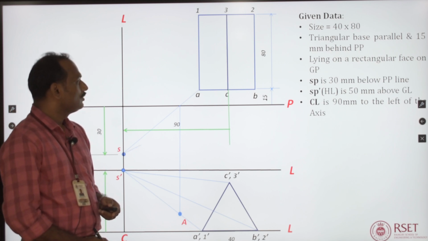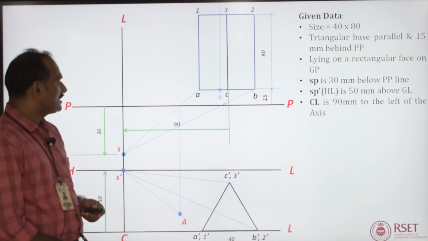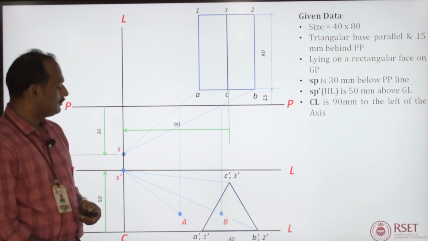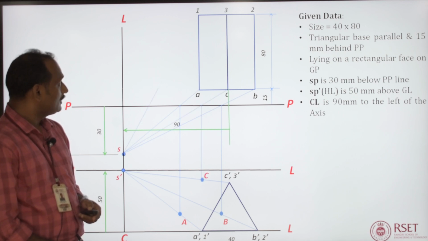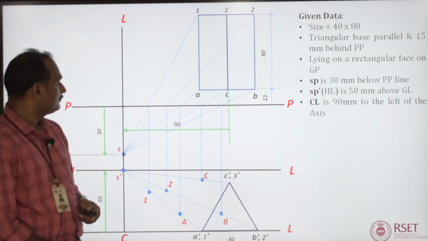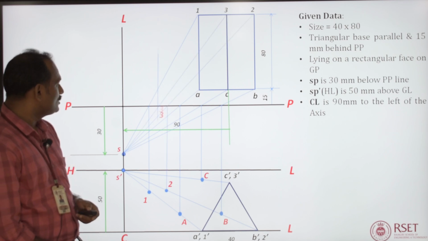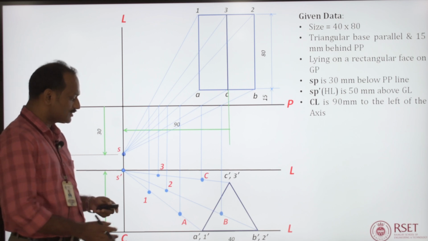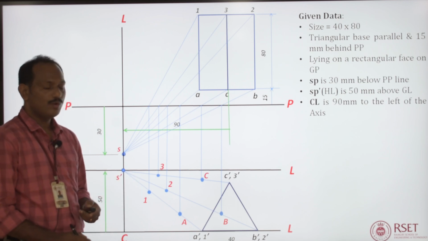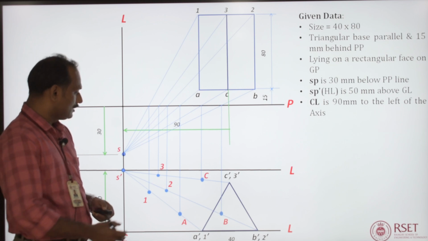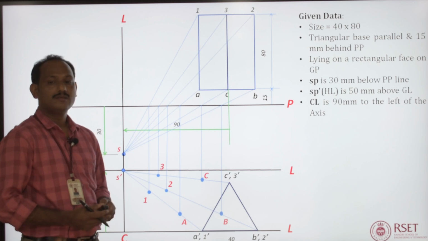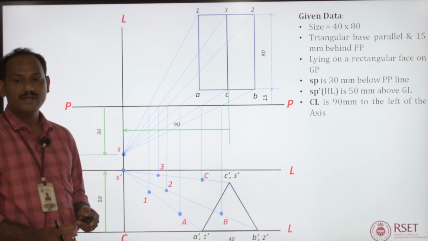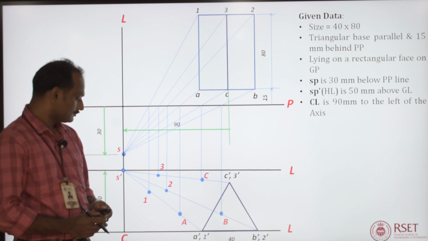Similarly, you can find the perspective points of point B, C, 1, 2 and 3. Once you have got all these perspective points, now we need to join all these points. You will get the perspective view of the triangular prism.